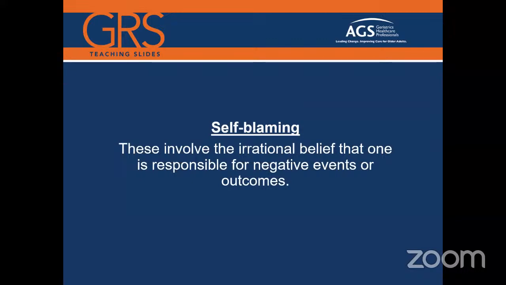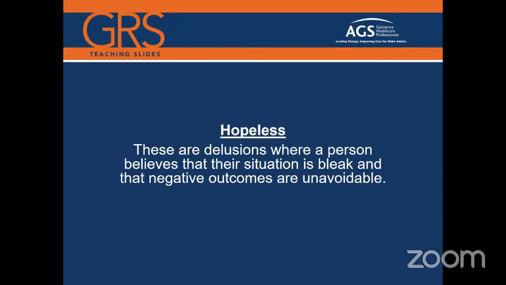Self-blaming delusions involve the irrational belief that one is responsible for negative events or outcomes. For example, a patient may believe that he is responsible for his father's death or his aunt's illness. The last one is hopeless delusions, where a person believes that their situation is bleak and the negative outcomes are unavoidable. The thing with delusions is that you cannot change the idea the patient has. You can never change it.